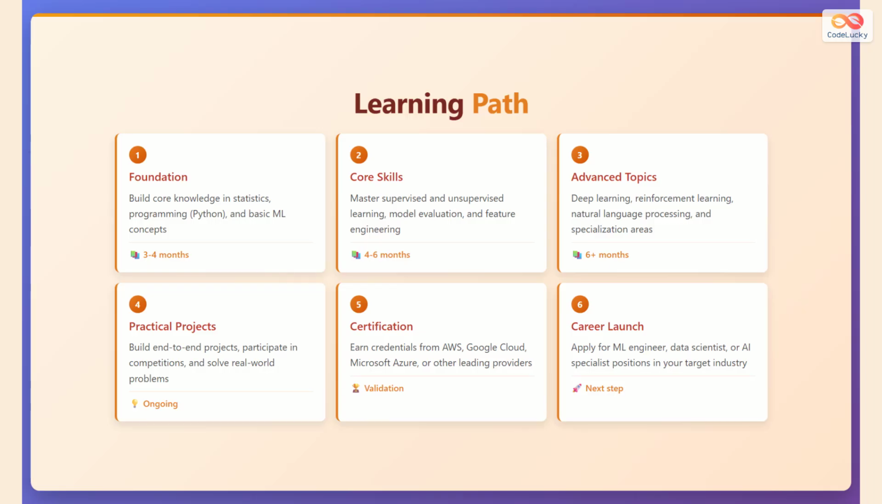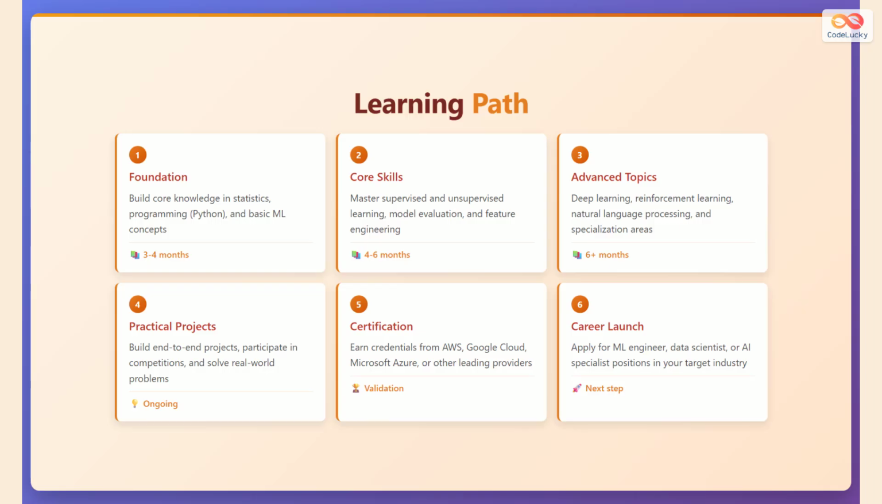Starting a machine learning journey requires a structured approach. Stage 1 is foundation, taking 3 to 4 months to build core knowledge in statistics, Python programming, and basic machine learning concepts. Stage 2 is core skills, requiring 4 to 6 months to master supervised and unsupervised learning, model evaluation techniques, and feature engineering. Stage 3 is advanced topics, taking 6 or more months to explore deep learning, reinforcement learning, and natural language processing.